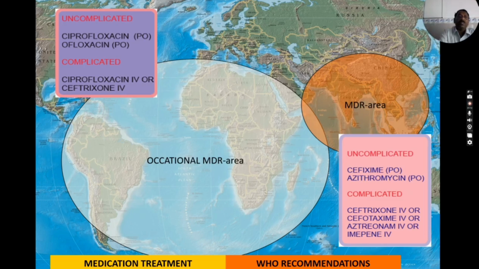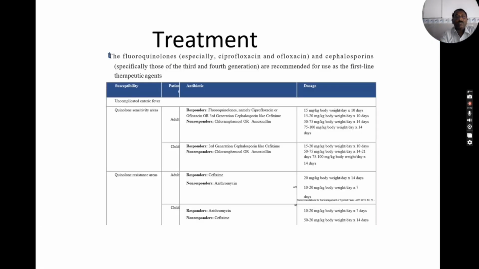So same thing here. Uncomplicated drug resistance, you can use the ciprofloxacin or ofloxacin. Complicated drug resistance, you can go for the intravenous ceftriaxone or the intravenous ofloxacin. In the MDR, peroral, you can go for the cefixime or the azithromycin. In complicated, you can use the ceftriaxone, that is your Monocef, aztreonam or the imipenem or the carbapenem. Same thing here.